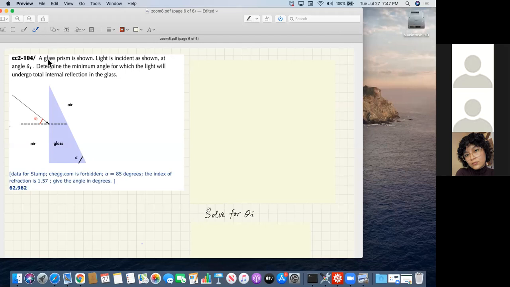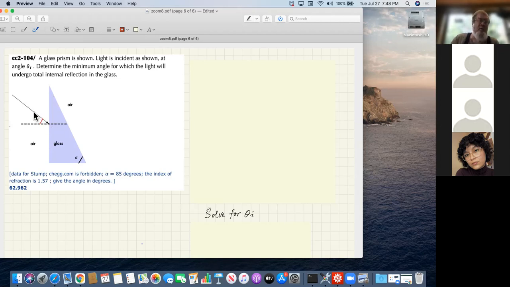So here's the last problem in the assignment. You have a glass prism. So you see it's a piece of glass shaped in the form of a right triangle. Of course, you have to visualize this in 3 dimensions, so this is just a side view of the prism. And you have light incident with this direction. Theta I, that's relative to the normal to the surface where it's incident. So theta I is the incident direction.